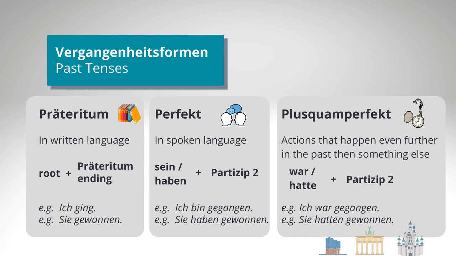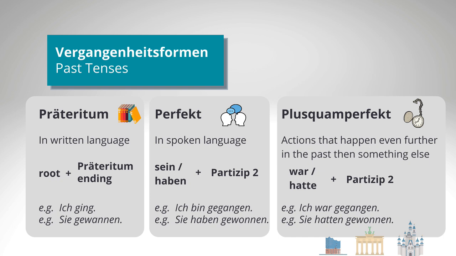And we form it by using the Präteritum or simple past forms of sein and haben, to be and to have. So for example, ich war, du warst, sie es war, wir waren, ihr wart, and sie waren in the case of sein, to be, and ich hatte, du hattest, sie es hatte, wir hatten, ihr hattet, and sie hatten in the case of haben, to have.